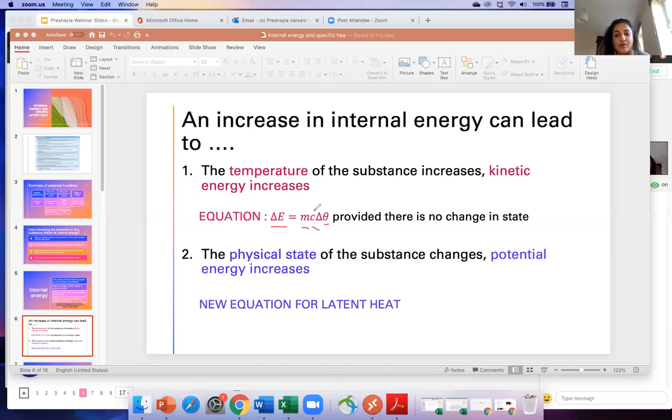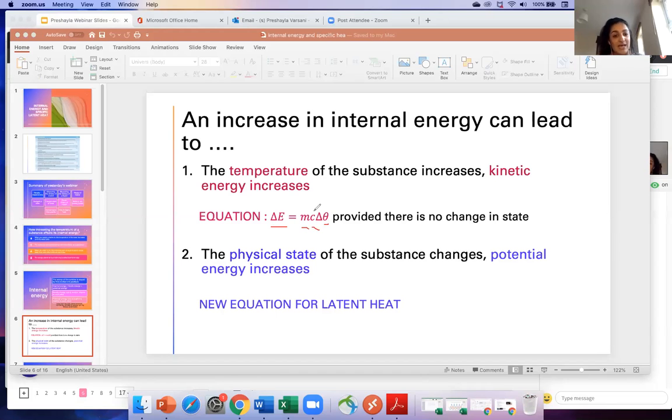Now, this process, this one of two processes, only works if the temperature is increasing and there is no change in state. Okay, so the solid might be getting hotter, but it hasn't turned to a liquid yet. The liquid might be boiling, but it hasn't boiled and turned into a gas yet. Okay, so it's really important that we understand the difference between these two processes.